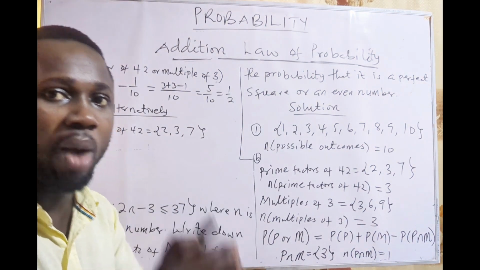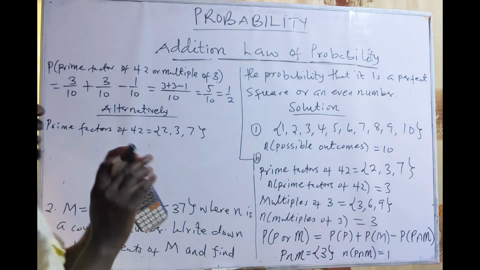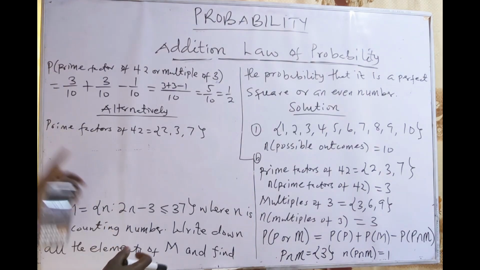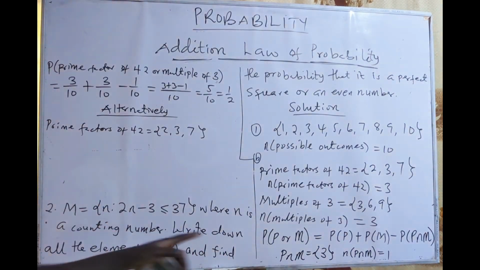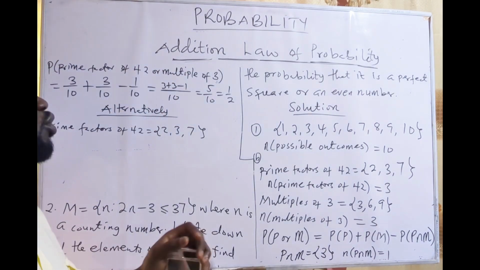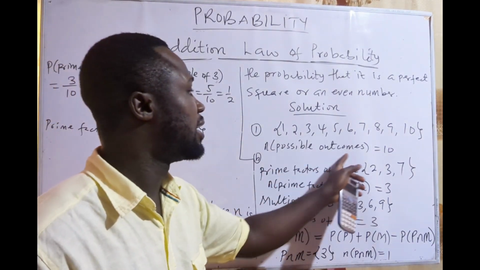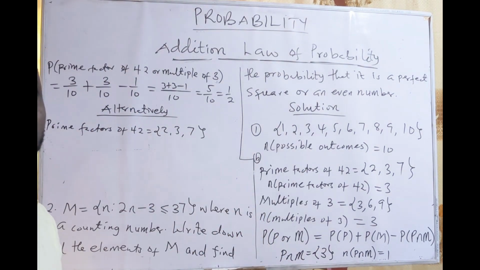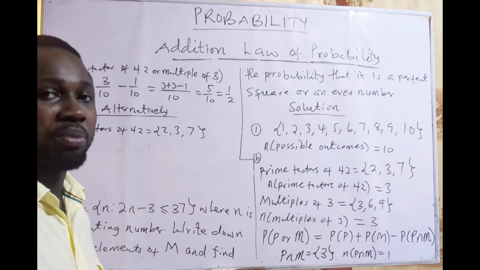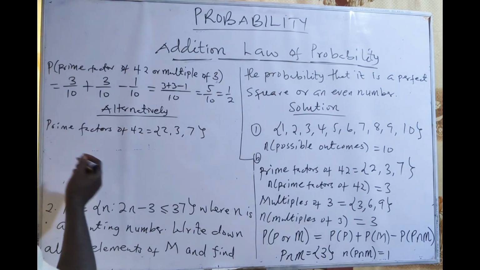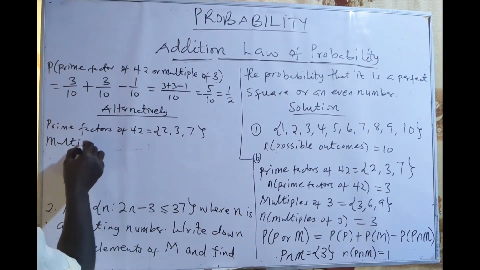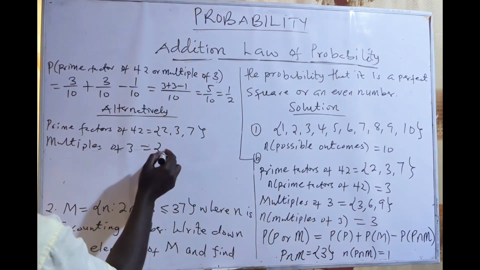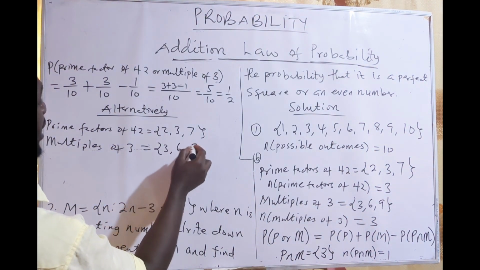So it is just union. You are putting the two sets or two events together. So we just list prime factors of 42 and list multiples of 3. Then you count the two and divide by the number of possible outcomes. Then that is all. So it is just the union of the two. So you also write your multiples of 3: 3, 6, and then 9.